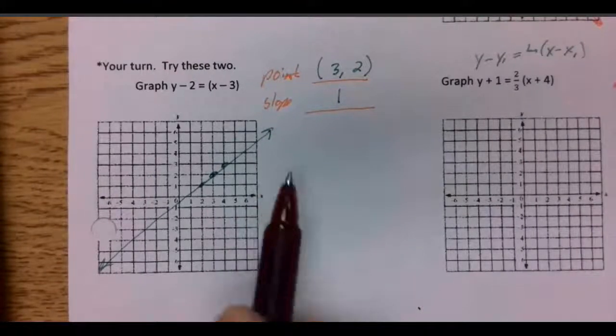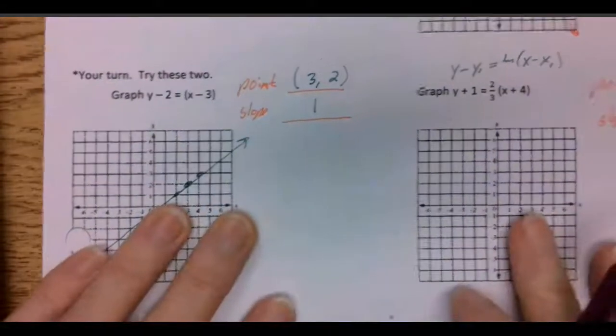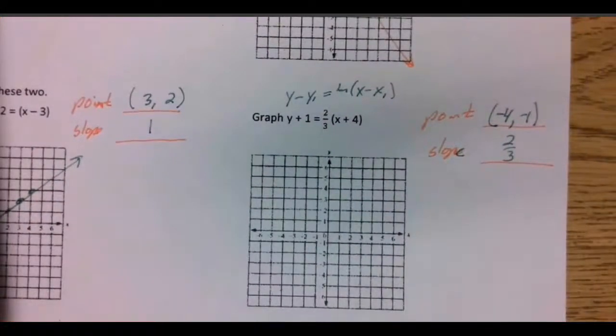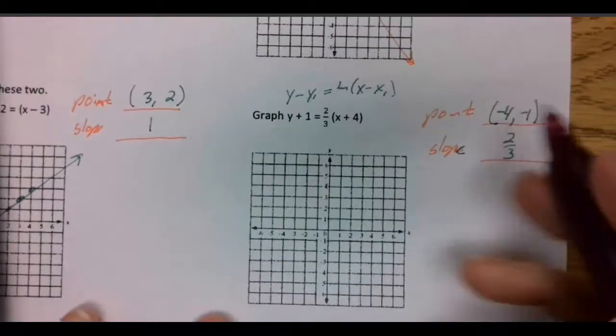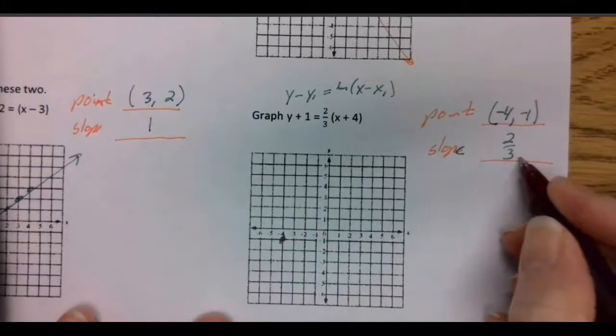And I always kind of double check myself. Is my slope positive? Is my line positive? Yes, it is. Okay, just want to refresh your memory. So I'm going to step through this one. If my point is -4, -1, I go over -4, -1. I use a slope of 2/3.